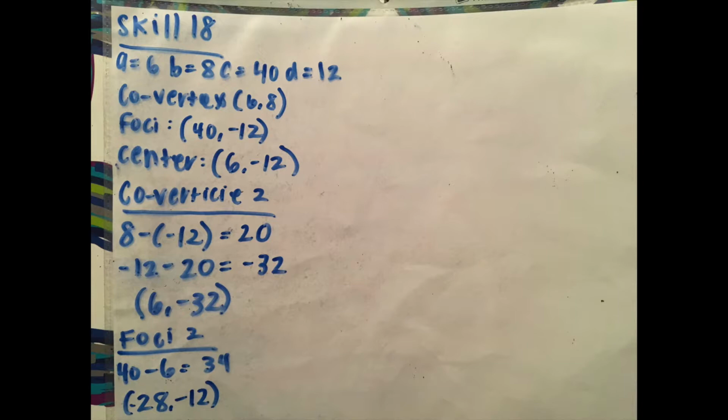Next, I had to find my other foci. I used the same method to find my other foci as I used to find my other co-vertex, but I just used the x values instead. I subtracted the x value of my center from the x value of my foci to get the distance from my center to the foci. I did 40 minus 6, which resulted in 34. I then subtracted 34 from the x value of my center to get my other foci to be at negative 28, negative 12.